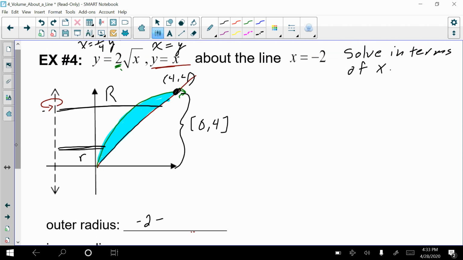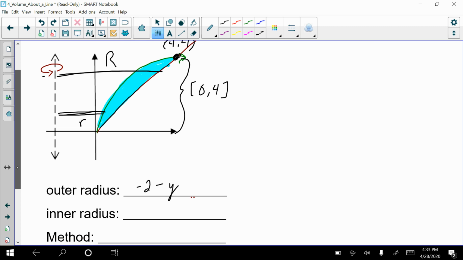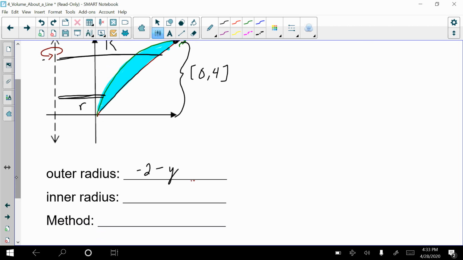So the outer radius is going to be the line of rotation, -2, minus the linear function, which in this case would be minus y. And that doesn't simplify at all, so that's the outer radius. And the inner radius is going to be made from the line x is equal to -2 minus the 1/4 y squared. And again, that one also doesn't simplify. So that is the expression that we'll use for our inner radius.